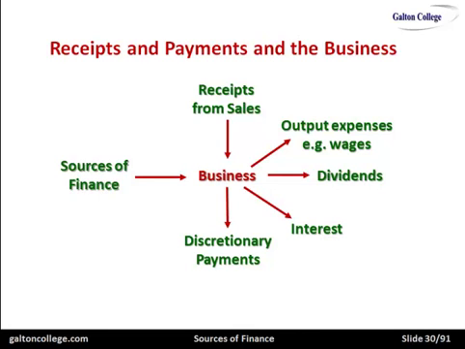So we can start to see the business as this type of framework where we have resources flowing in, the sources of finance and the receipts from sales, and then the various disbursements, the various payments out of the business, wages, salaries, utility bills, raw materials, then dividends, interest, discretionary payments, and so on.